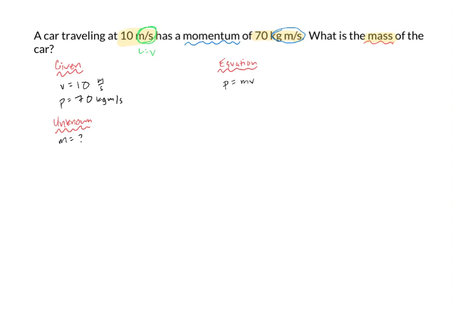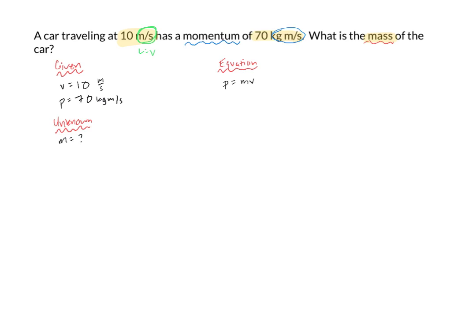And now, at this point, I have two choices. First, I can plug in my numbers and then solve for my unknown, or I can solve algebraically for my unknown by putting it all by itself on one side of the equation and then plugging in numbers. And I'm going to go ahead and do that just because that's a good skill to be able to have.